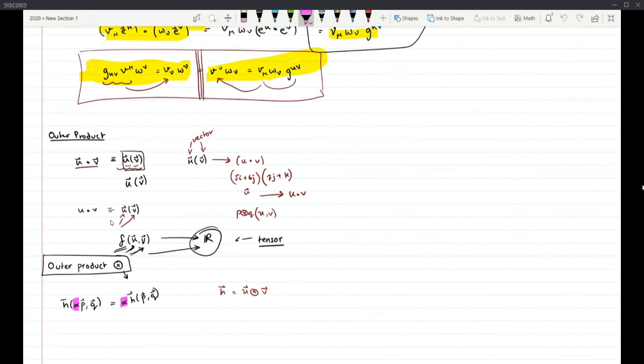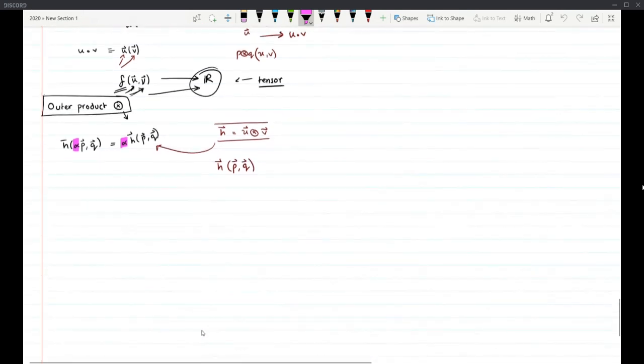Okay, so in our new case here, I've said H is U cross V, outer product V. How do I write this out? What is H, P, and Q? Hopefully, the moment you figure out this example, you'll see, oh wow, outer products are so easy. So I've given you what H is, and all I've said is you're going to feed in P and Q into H. It'll tell me what the answer is.